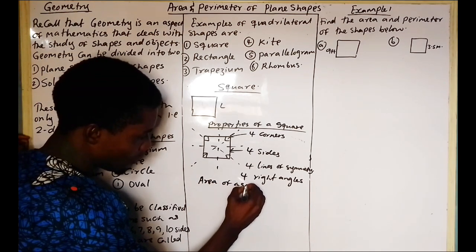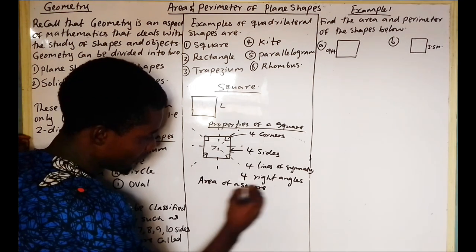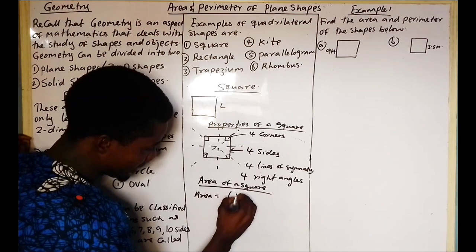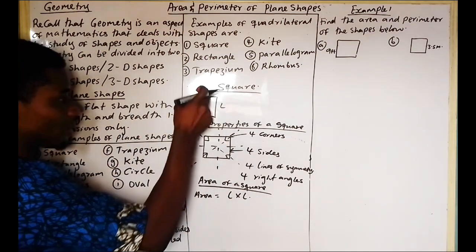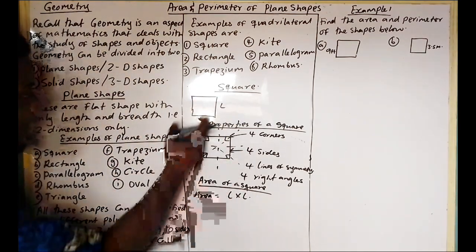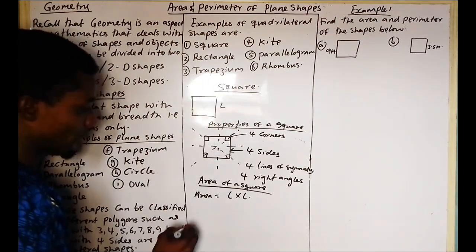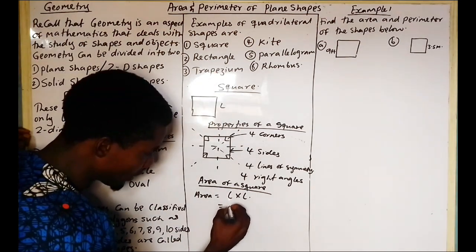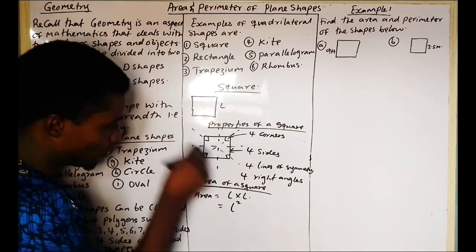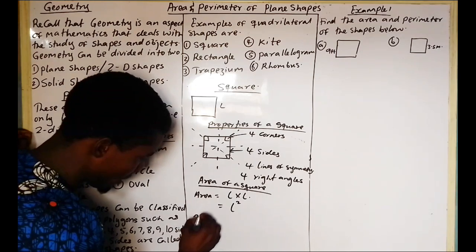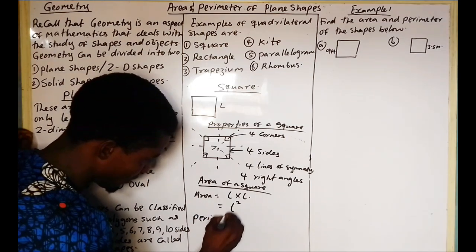Now, to calculate the area of a square, you say area equals length times length. Since the sides are equal, if this side is L, this other side will be L, and every other side will be L. And we can say L raised to power 2, because L times L will give us what? L raised to power 2.